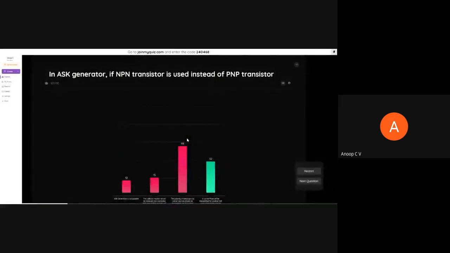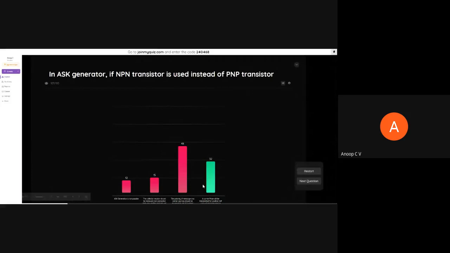So let's see the statistics. Right. So the correct answer is a carrier pulse will be transmitted for... Actually, this question itself is wrong. It should have been a carrier pulse will be transmitted for negative half cycle instead of positive half cycle. So I have given a wrong answer. So the question itself is wrong.